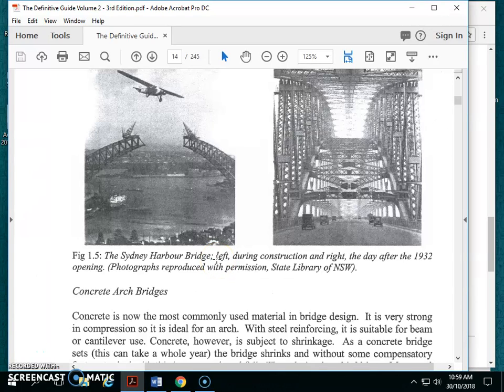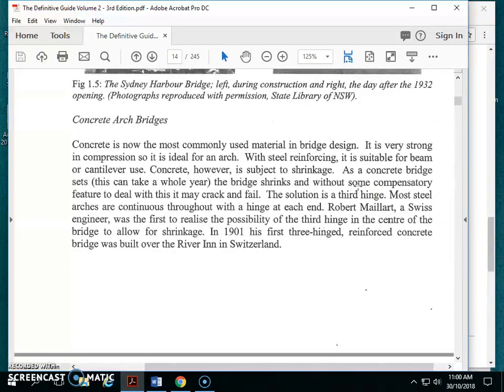In this video, I'm going to be continuing on with Paul Copeland's Guide to Bridges, continuing on from the Sydney Harbour Bridge. So after the Sydney Harbour Bridge, we have concrete arch bridges. Concrete is a commonly used material worldwide, but in particular in Australia.